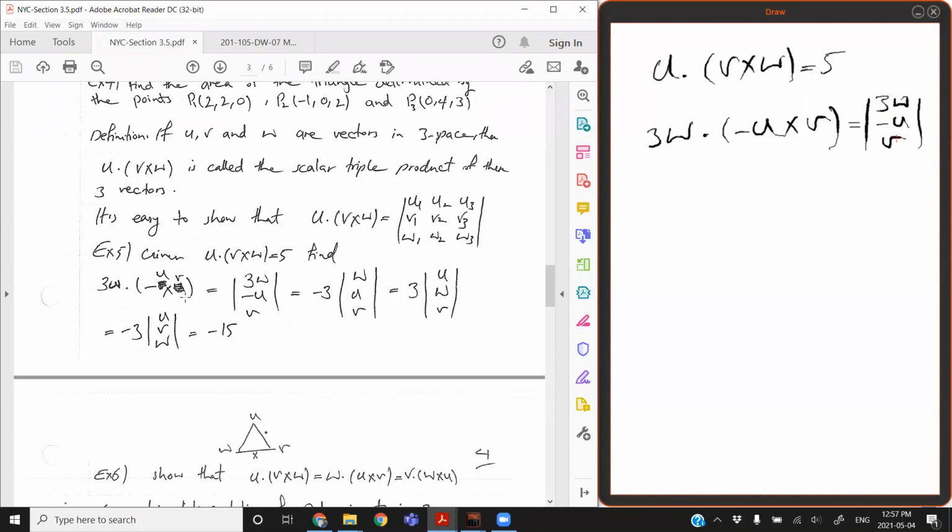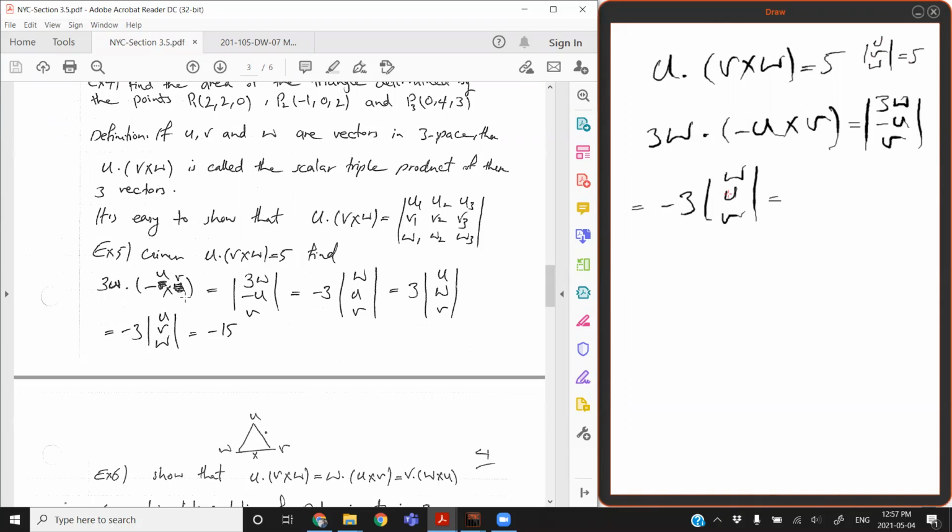So when you look at this, think of this as a row of a matrix, or this one is also a row of a matrix. This one is also a row of a matrix. Then I can factor out 3 from the first row. I can factor out a negative from the second row. I get negative 3 W U V. Now, what I know is this. I know if I have a matrix where U is the first row, V is the second row, and W is the third row, that determinant is going to be 5.